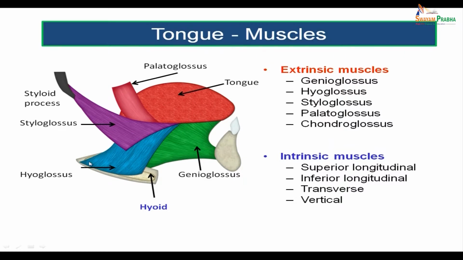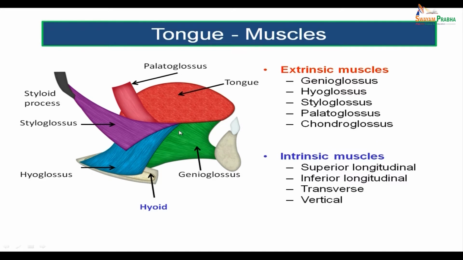The hyoglossus extends from the hyoid bone and is inserted into the sides of the tongue. The palatoglossus originates from the palatine aponeurosis and is inserted into the posterior part and sides of the tongue. And finally, you have styloglossus, which extends from the styloid process and inserts into the sides of the tongue. Additionally, there is a small muscle called chondroglossus. The chondroglossus is nothing but a detached part of hyoglossus and also extends from the hyoid bone to the sides of the tongue.